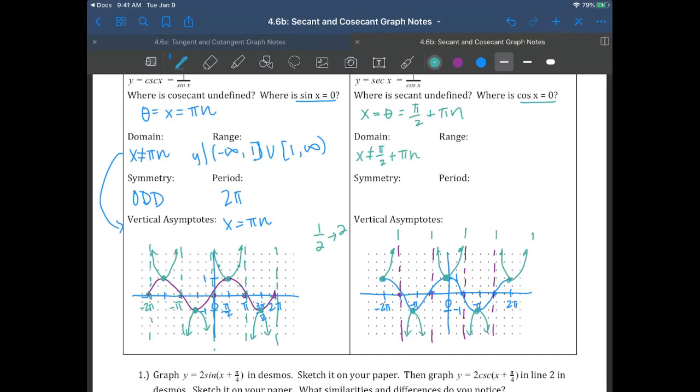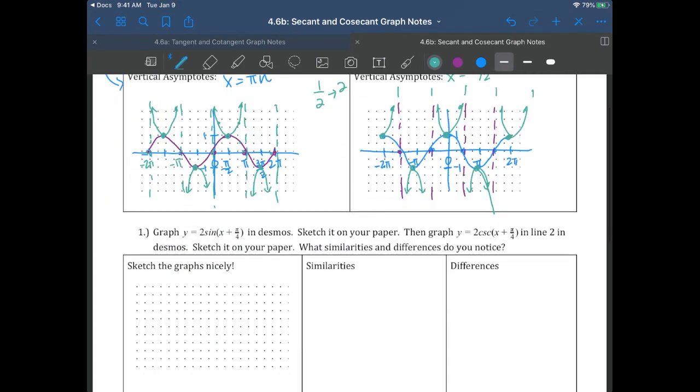The range is between, so from negative infinity to our high point, y is negative infinity to negative 1. Oops, this should be a negative right there, negative 1. And 1 to infinity. The symmetry, this one is our first even function in a while. The period is 2 pi, and the vertical asymptotes are pi halves plus pi n.